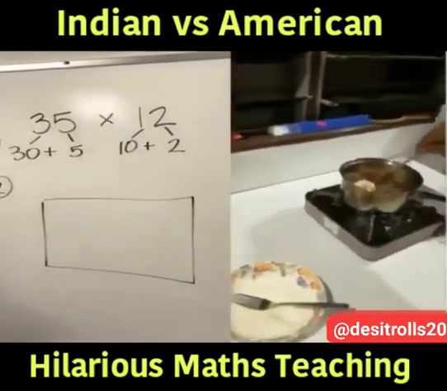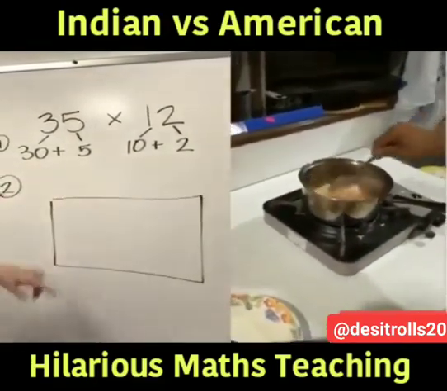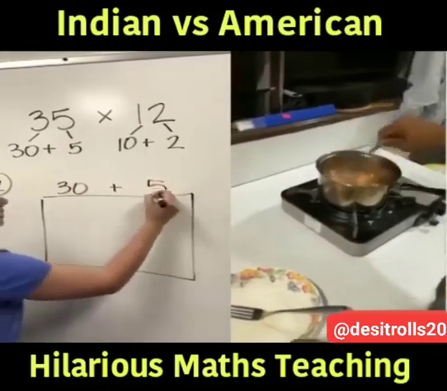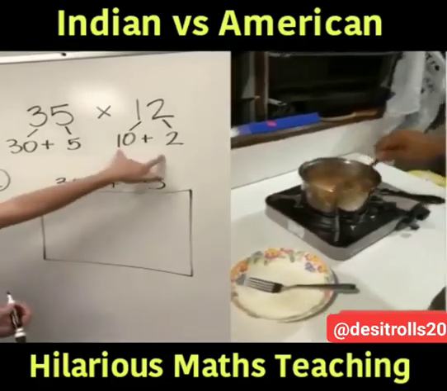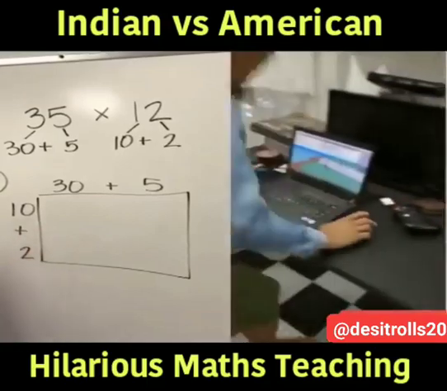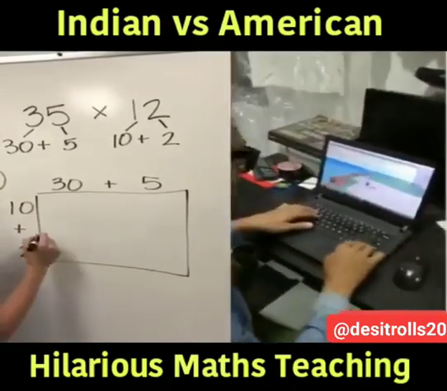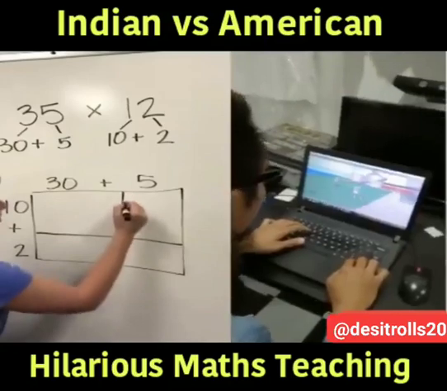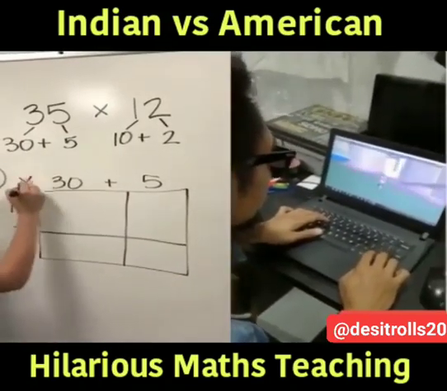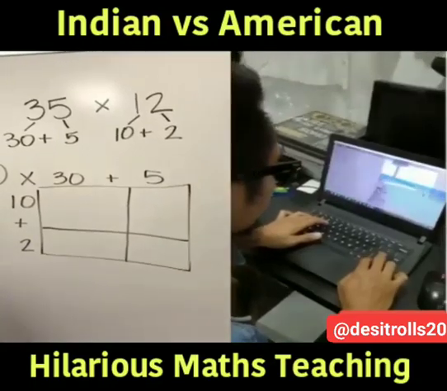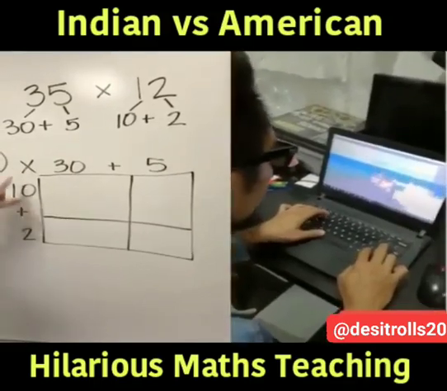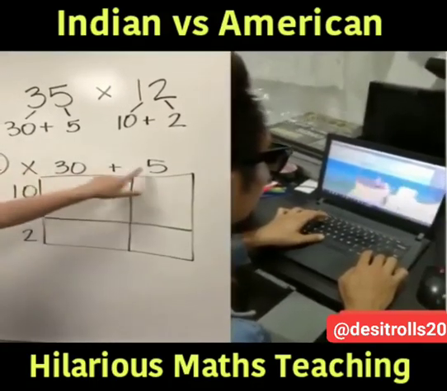Okay, and on this box we're going to put both of our expanded numbers. So on the top I'm going to put 30 plus 5, and on the side I'm going to put 10 plus 2. Where your plus signs are, I want you to draw lines through the middle and down it. And then in the very corner we're still multiplying, so I'm going to put a big multiplication sign.